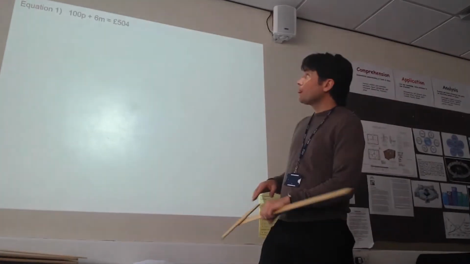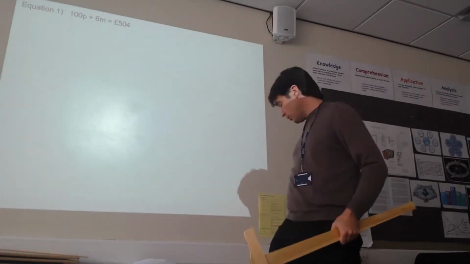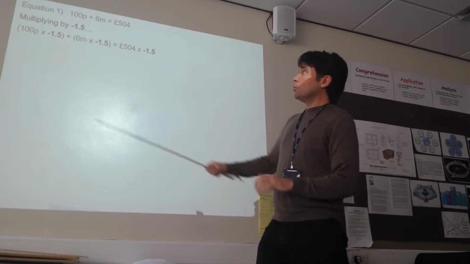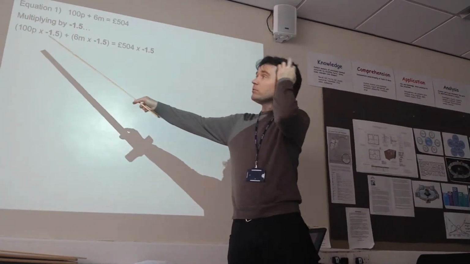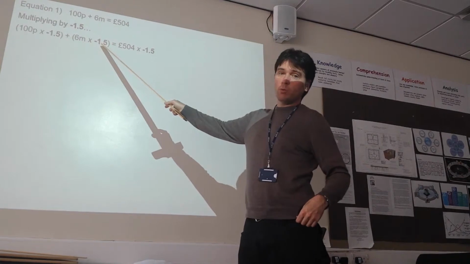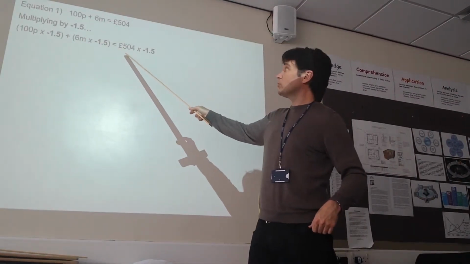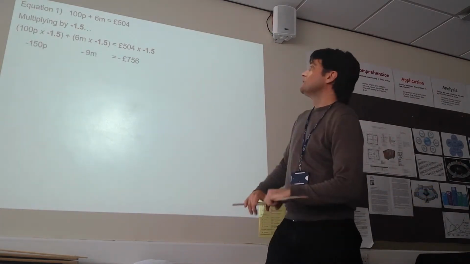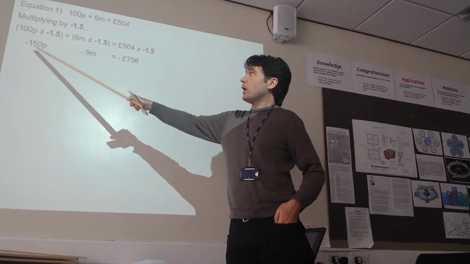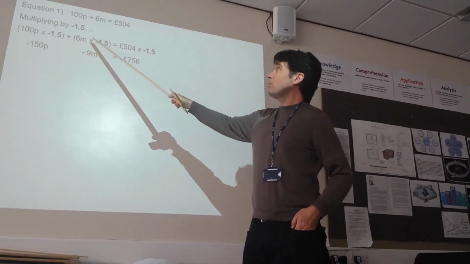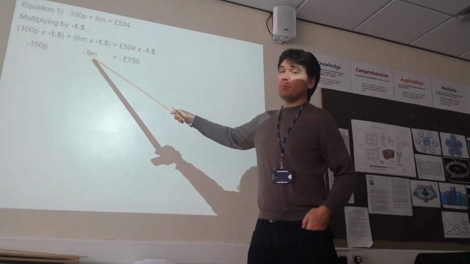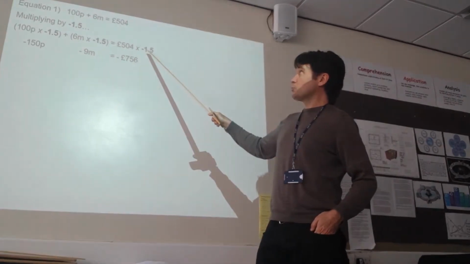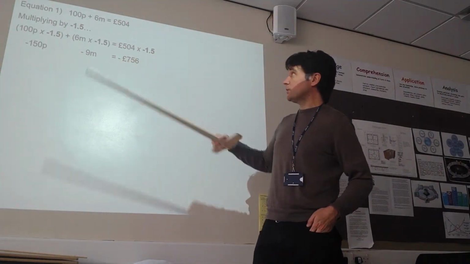So equation 1, 100p plus 6m equals 504. Let's multiply everything in that by minus 1.5. So 100p times minus 1.5 plus 6m times minus 1.5 equals 504 times minus 1.5. So those numbers are, of course, 100p times minus 1.5 is minus 150p. 6m times minus 1.5 is minus 9m, because a plus times a minus is a minus. And 504 times minus 1.5 is minus 756.